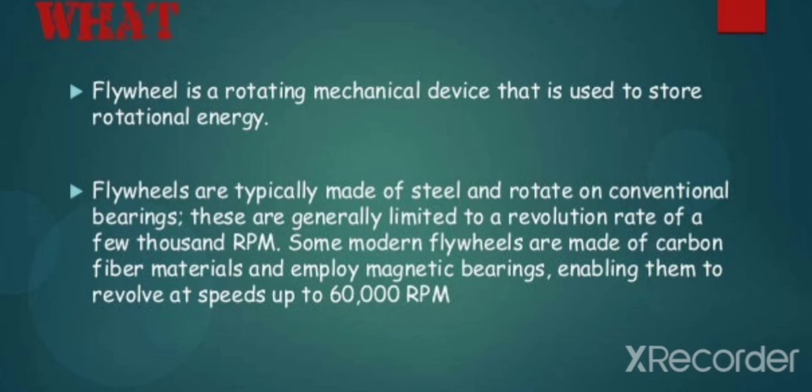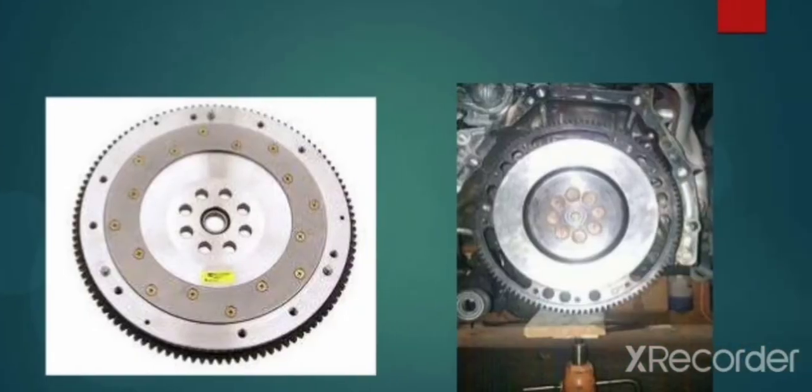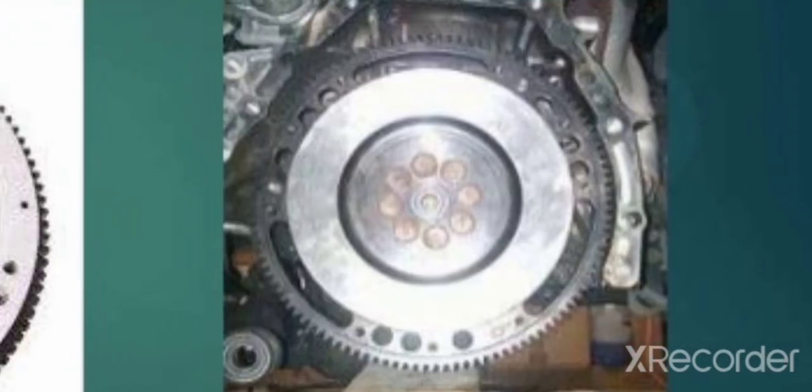Flywheels are typically made up of steel and rotate on conventional bearings. These are generally limited to a revolution rate of a few thousand rpm. But some modern flywheels are made up of carbon fibers, and they can revolve at a speed of 60,000 rpm. Means new flywheels can rotate at very high speed. We will see a few pictures of flywheel. This is one type of flywheel and this is another type of flywheel.